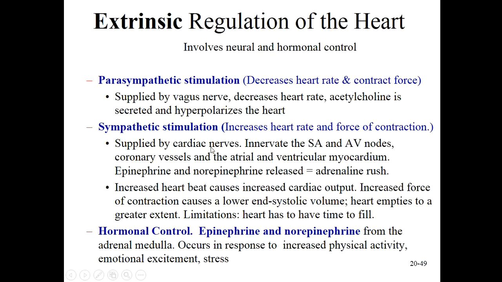And we can see here, cardiac nerves innervate the SA and AV nodes, also the coronary vessels, and there are some connections right into the myocardium itself. So we get this adrenaline rush, and then we see increased heart rate and increased cardiac output. So not only do the SA node and AV node begin to depolarize more quickly, increasing the heart rate, but the effects of epinephrine and norepinephrine increase that rate of contraction, that force of contraction. We call that an inotropic effect, a positive inotropic effect.